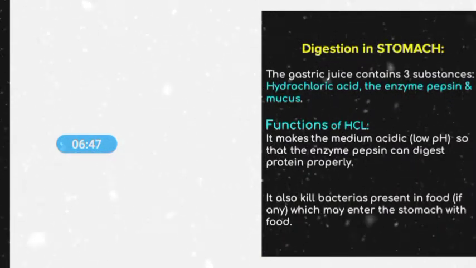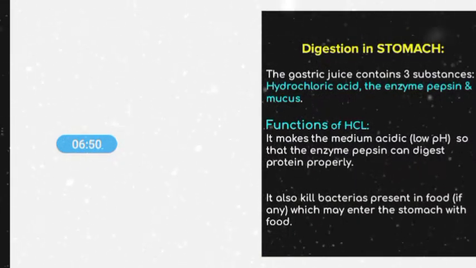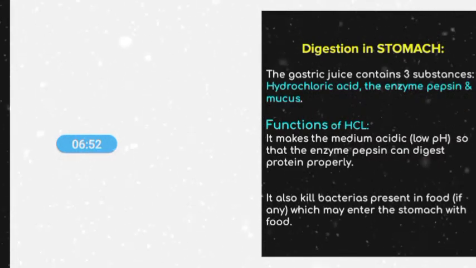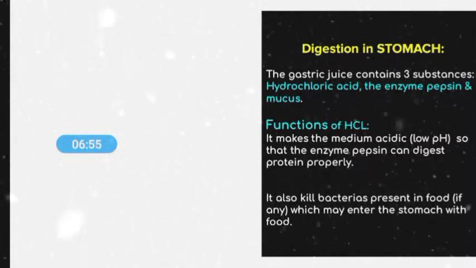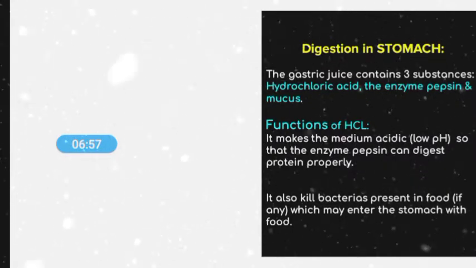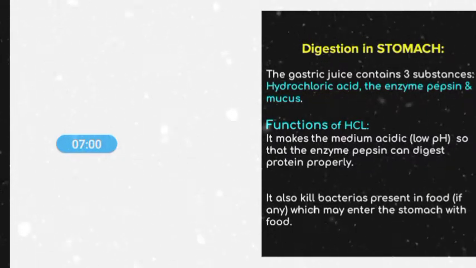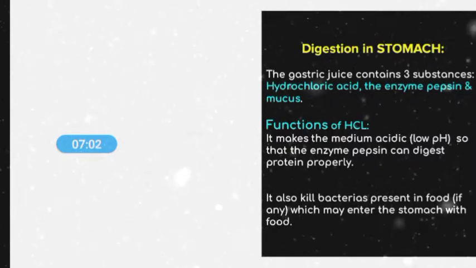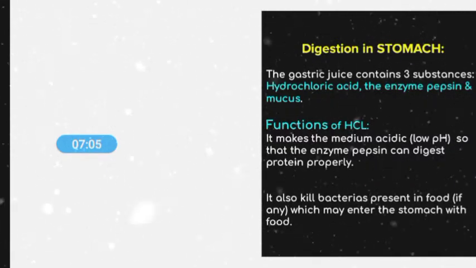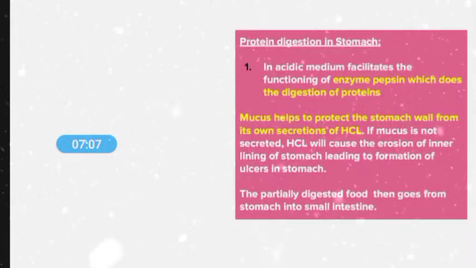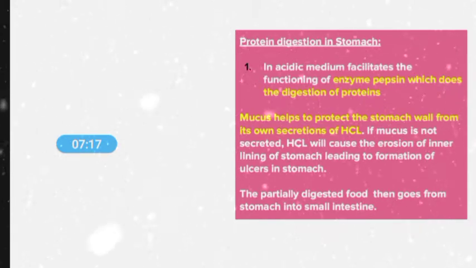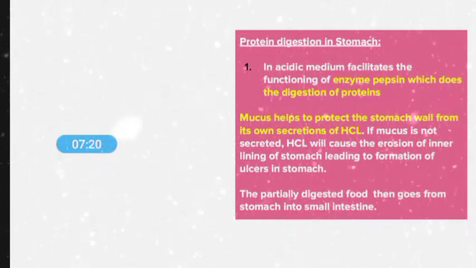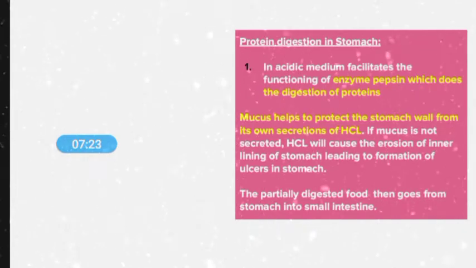Digestion in the stomach. The gastric juice produces three substances: HCl, the enzyme pepsin, and mucus. Function of HCl: it makes the medium acidic so that the enzyme pepsin can digest the protein easily. It also kills the bacteria present in food, which may enter the stomach with food. Protein is digested in the stomach. In acidic medium, the enzyme pepsin does the digestion of proteins. Mucus helps to protect the stomach wall from the secretion of HCl.